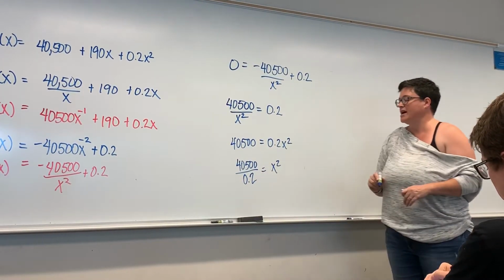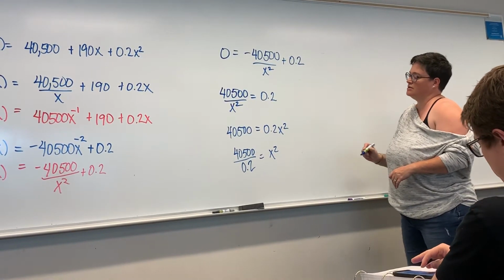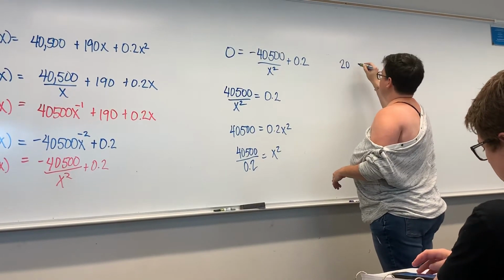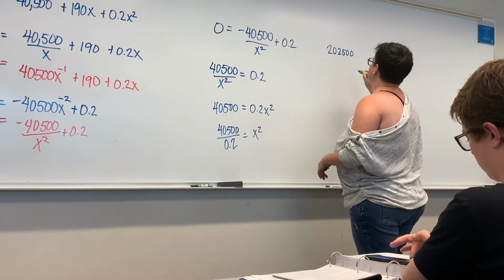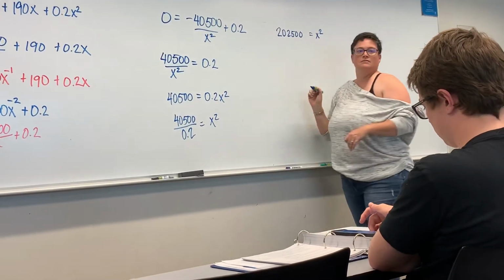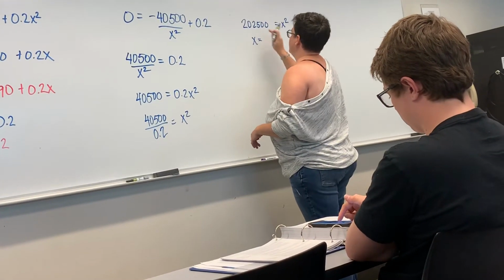I have no idea what that is. That's 20, and then 2500. Yes, equals x squared. Somebody check my math? Yeah? Okay. And then x equals the square root of that, which is what, guys?